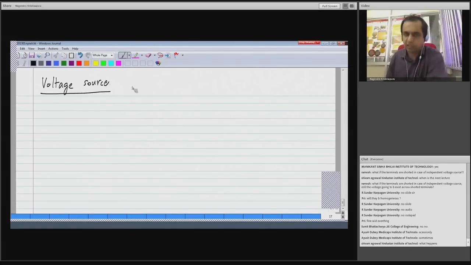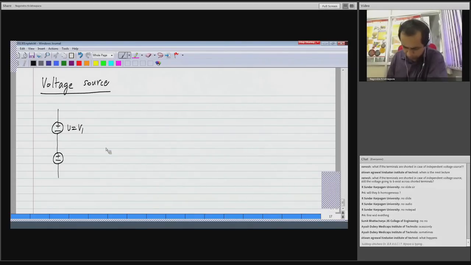So first let's consider the independent voltage source. So let's say I have a voltage source of value V1 and a voltage source of value V2. And we connect them in series. Okay, that is, this node is the common node for the one terminal of each element. And what I want to find out is, what does this entire thing look like from these two terminals?